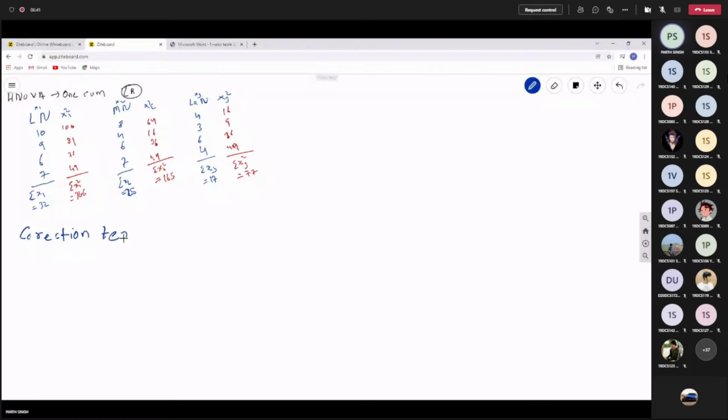Okay, the first one is known as the correction term, that is C of x, which is equal to the summation of x whole square upon n. Now, what is the summation of x? Here, which x values are there? x1, x2 and x3. So what will be the answer? That is (32 + 25 + 17) whole square, and n is our 3, that is the number of groups.